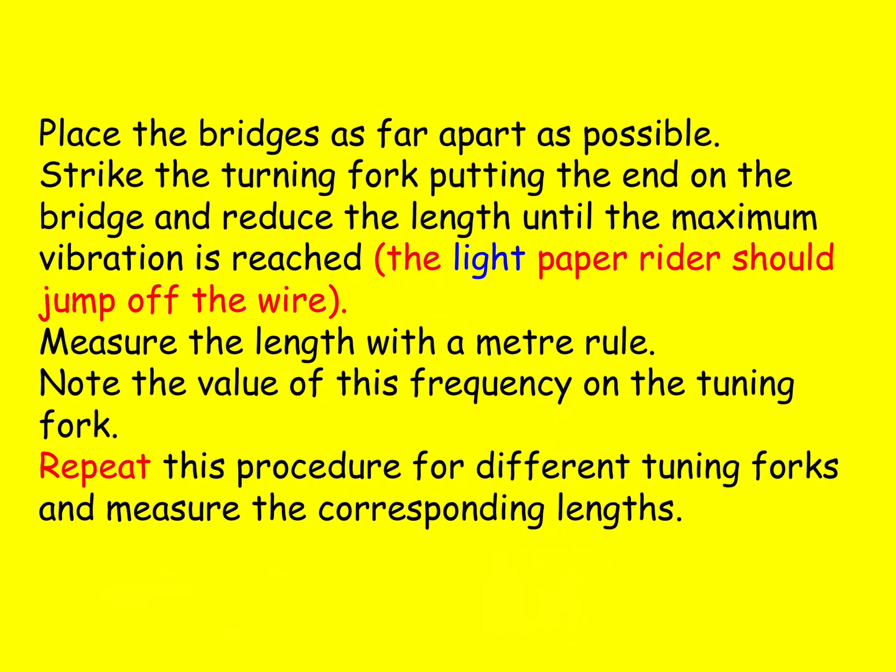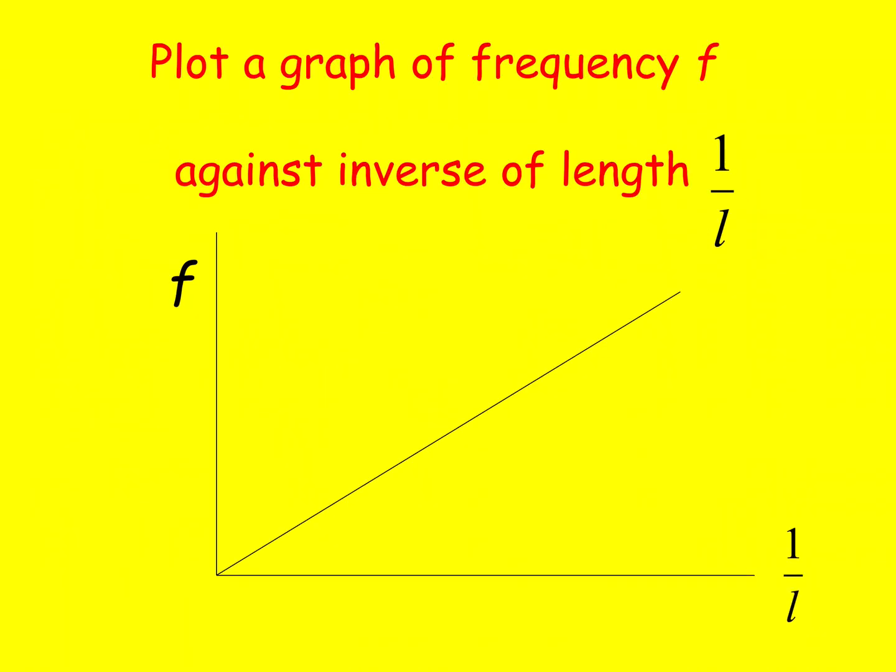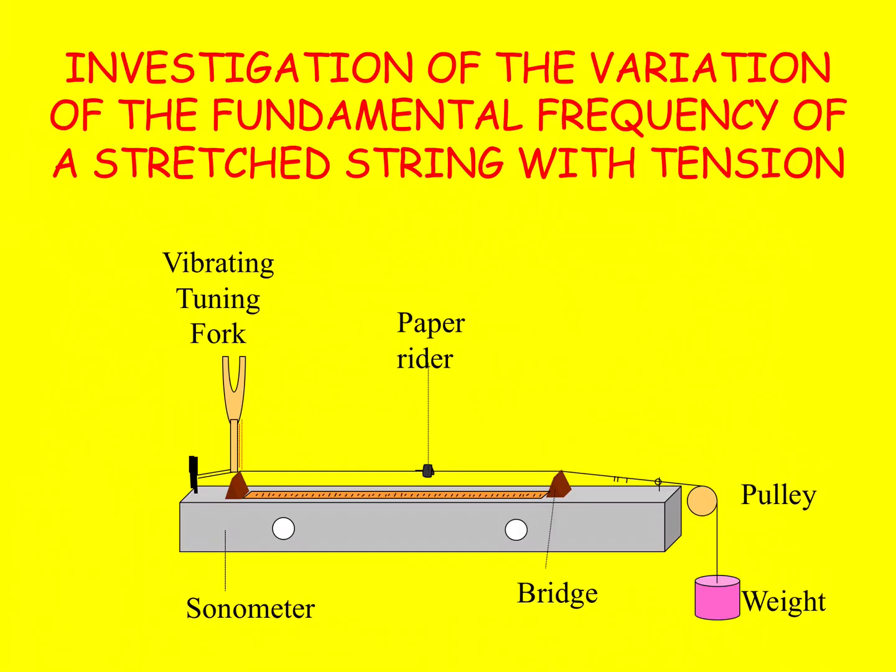Draw a graph of what? Frequency against 1 over length. And you'll get a straight line through the origin. If you don't get a straight line through the origin, you have done something wrong. Do not hand it in and say, it'll do. It won't do. Draw it again.